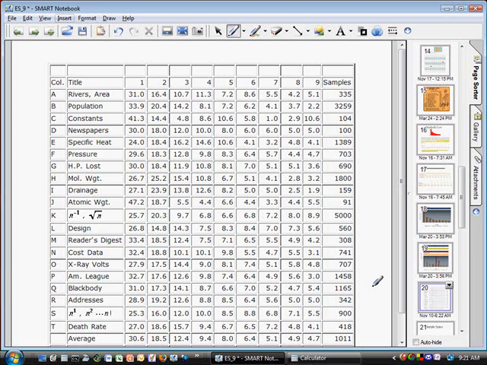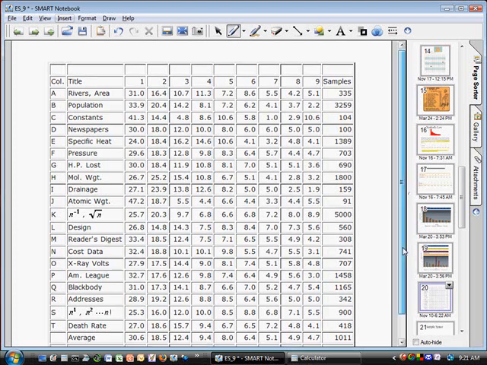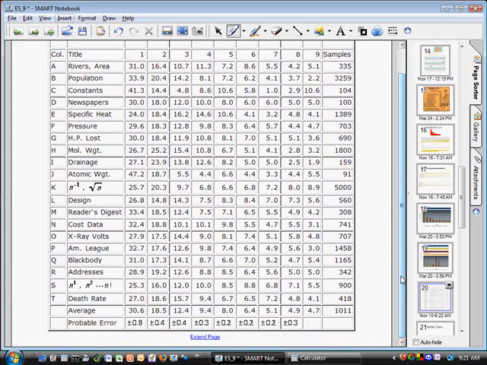Area of rivers, population, constants, newspapers, specific heat, pressure. I don't even know what HP is. HP lost, molecular weight, drainage, atomic weight, the reciprocal of n and the square root of n, design, Reader's Digest, cost data, X-ray voltage, American League, black body, addresses, death rate. This is just all over the map.